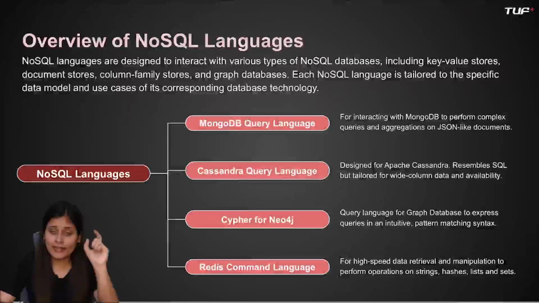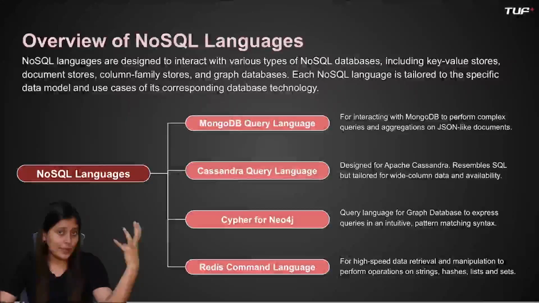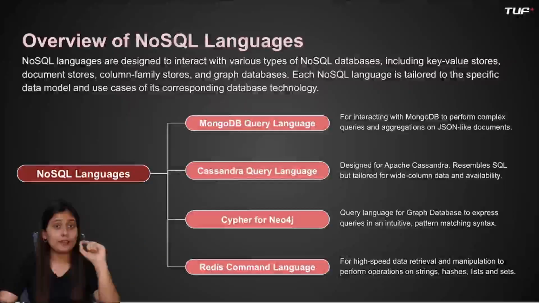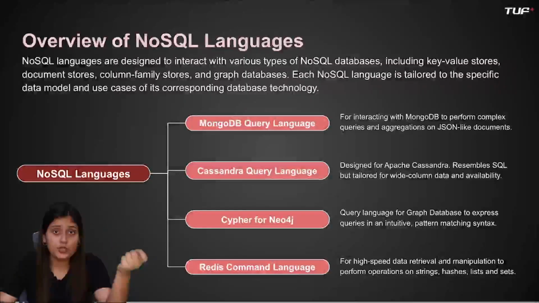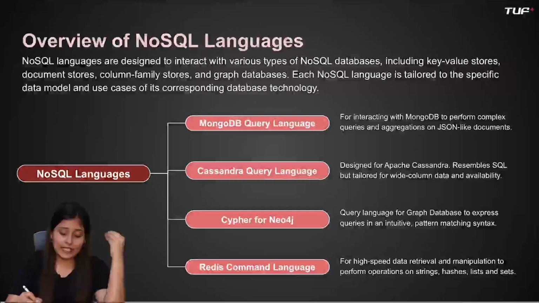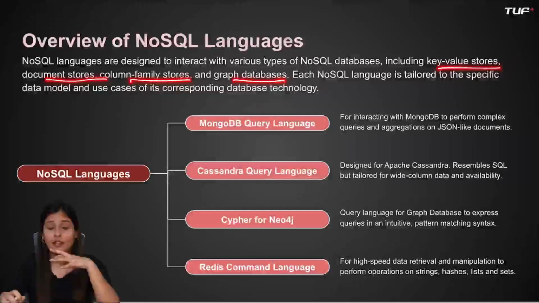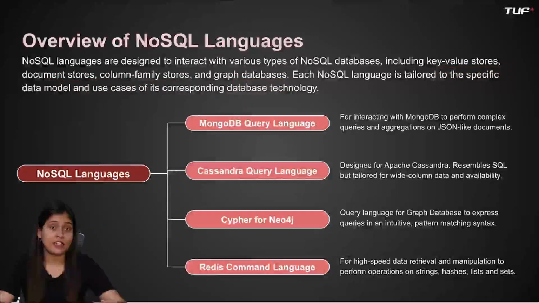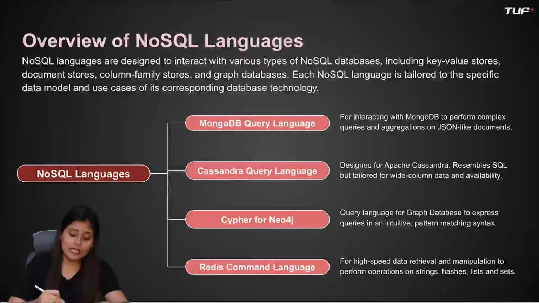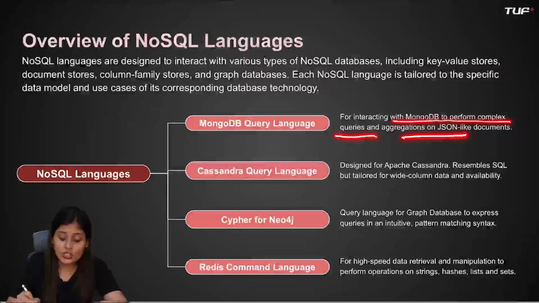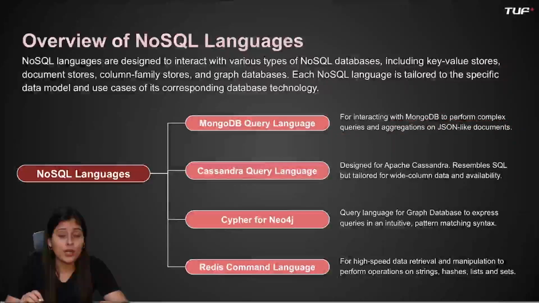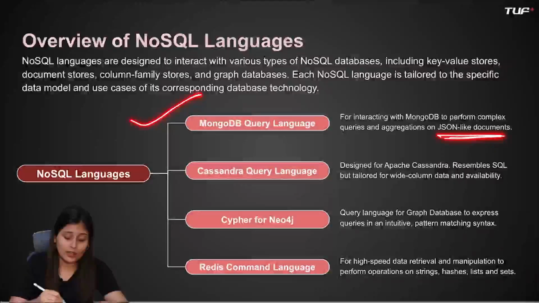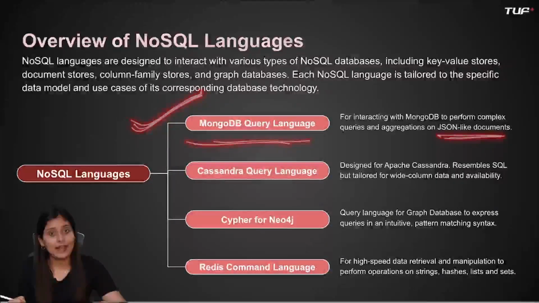So we know that in NoSQL database, we can store multiple different types of structure. So similarly, for different types of structured data, we need different types of query languages also to retrieve, right? So hence, for key value, for document store, column family and graph databases, we write different NoSQL languages to retrieve or get the data. First is MongoDB query language, for interacting with MongoDB to perform complex queries and aggregations on JSON-like documents. So when we have stored our data in NoSQL database and that data type is JSON-like document, then to query those data, we need MongoDB query language.